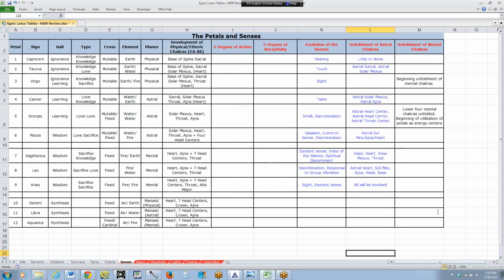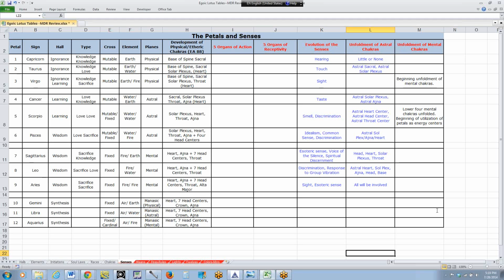Petals and the senses, it has some interesting things. I would say that the titles of these charts are not necessarily all-inclusive. Other things are included as well. I did talk about the signs of the zodiac, the three earth signs, Capricorn, Taurus, Virgo for petals 1, 2, 3. Then beginning cardinally, again, Cancer, Scorpio, Pisces, the three water signs for the petals of sentiency.